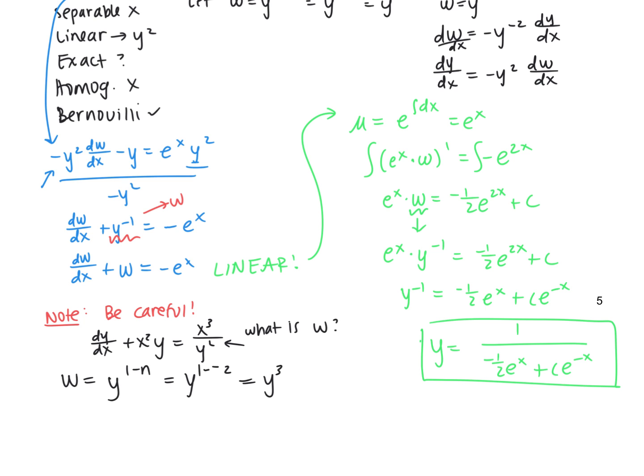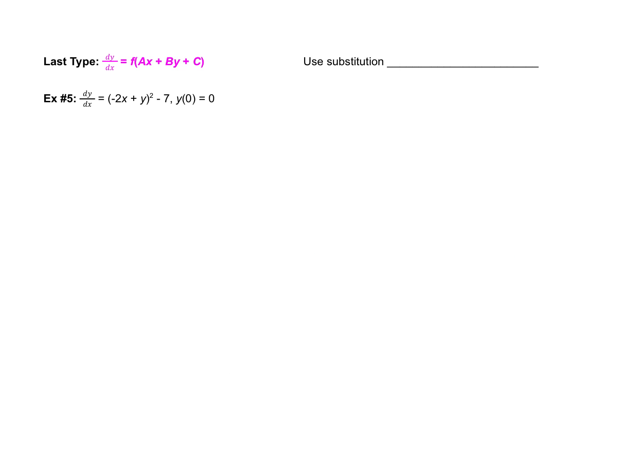On the next page, we're going to do the last and final kind of substitution. The last substitution type is the one you see at the top: dy/dx is some function of ax + by + c. As you can probably guess, your substitution will be u equals ax + by + c. So let's take a look at this last example. dy/dx equals what you're given, and this is an initial value problem, so we will need to solve for c. So we are going to let u equal negative 2x + y.